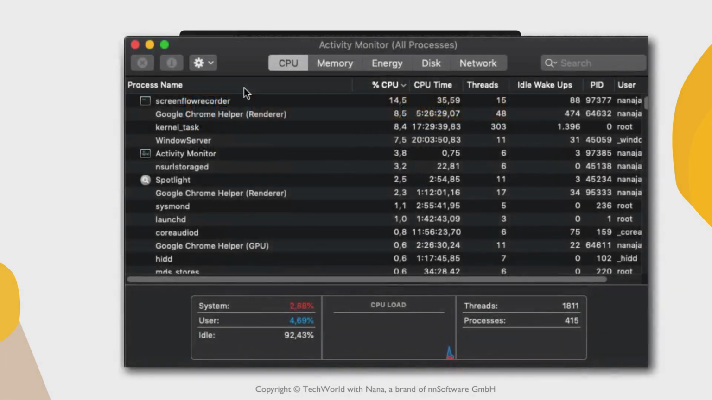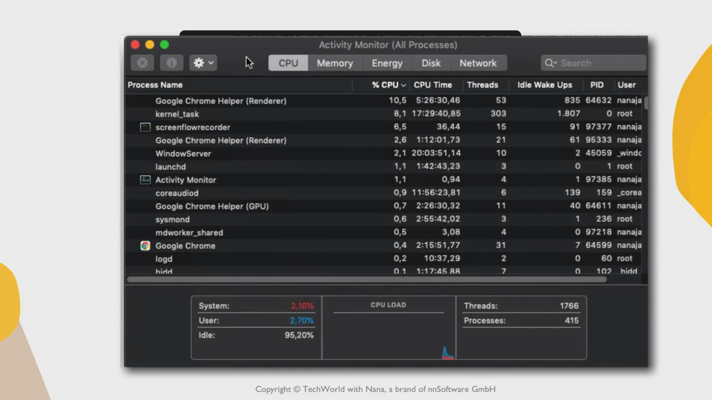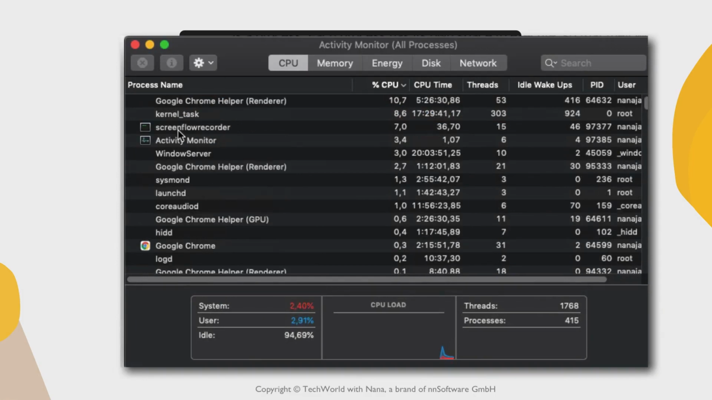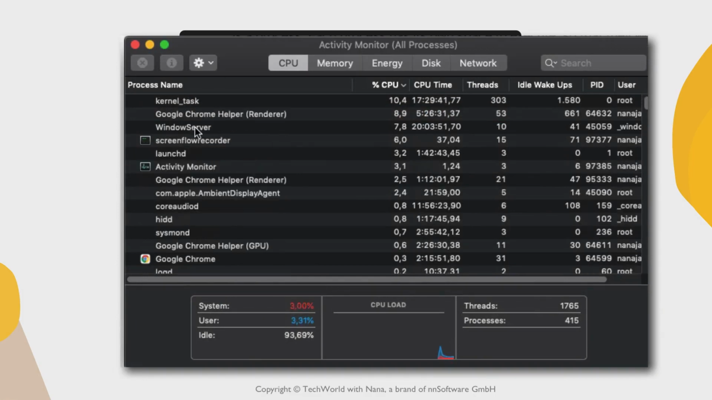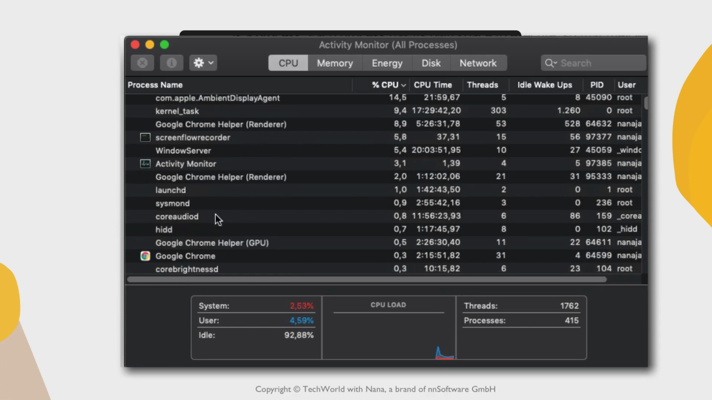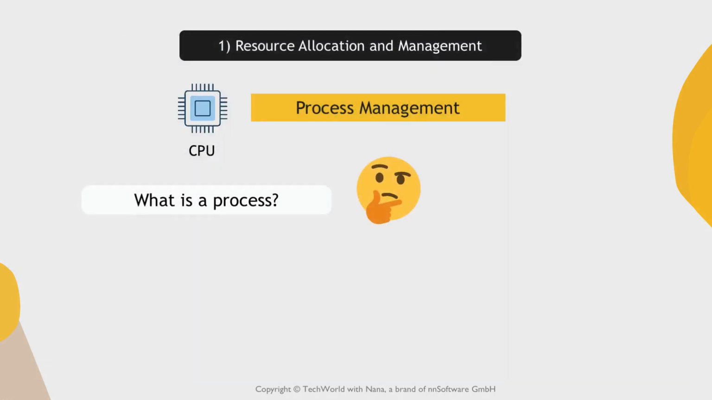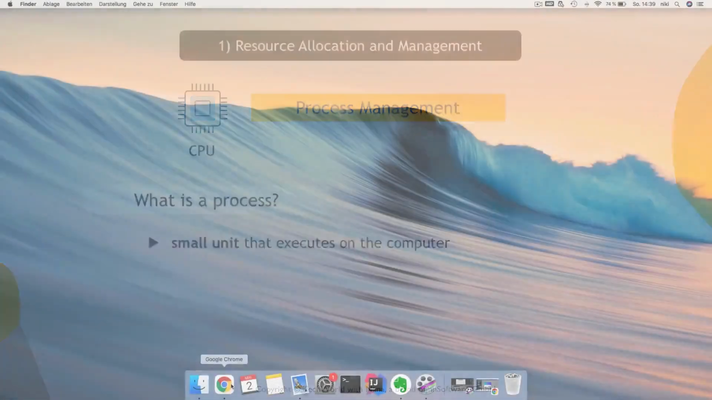This is an example of Activity Monitor on macOS that shows different processes running on a computer. You have the ScreenFlow recorder, multiple Google Chrome processes, and so on. And each has its share of CPU allocated to it. Now, what is a process? A process is a small unit that executes on a computer.